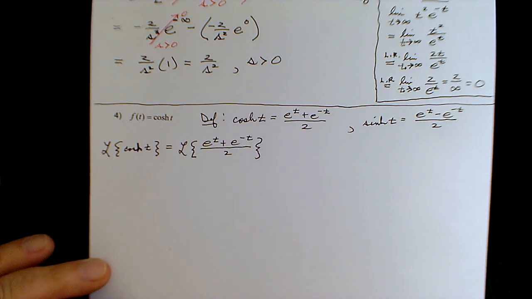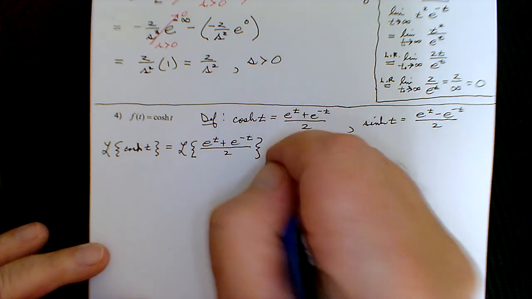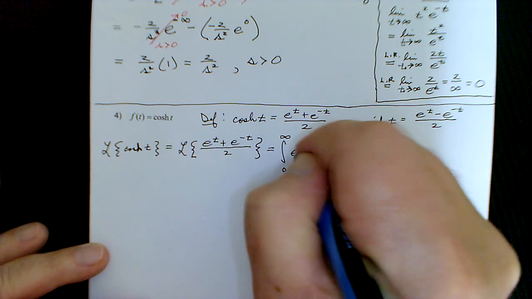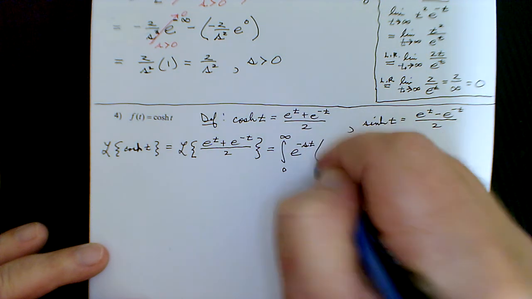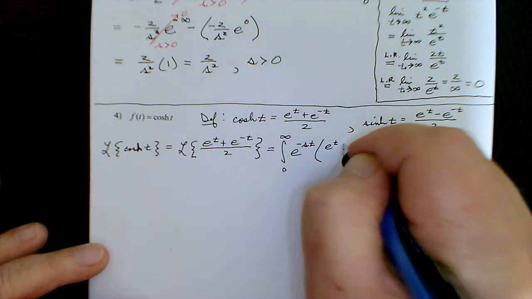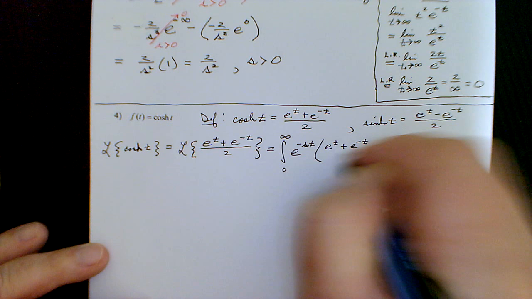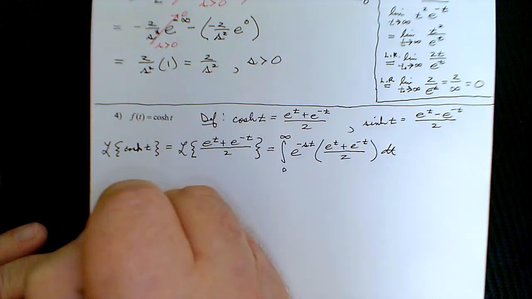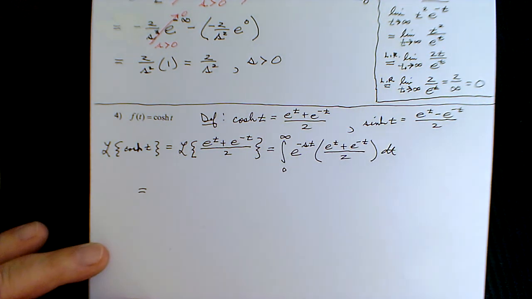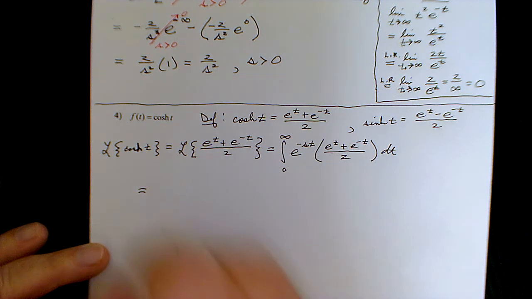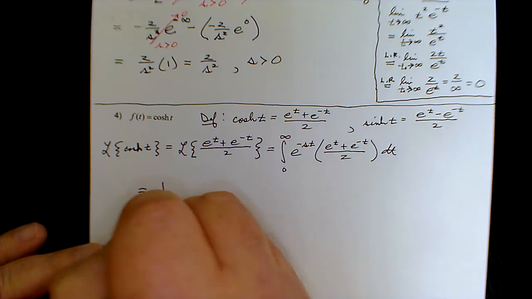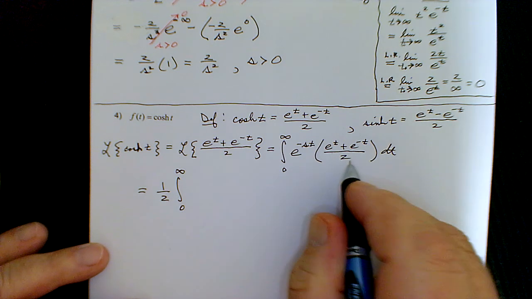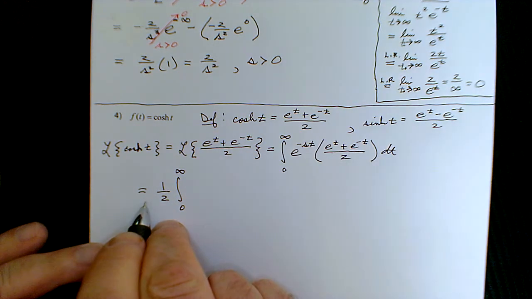And so we'd have the definite integral from 0 to infinity of e to the negative st times (e to the t plus e to the negative t) over 2 with respect to t. Okay, so now we're going to do something similar to what we did in example 2. And I'll bring out this 2 as 1/2 out in front.